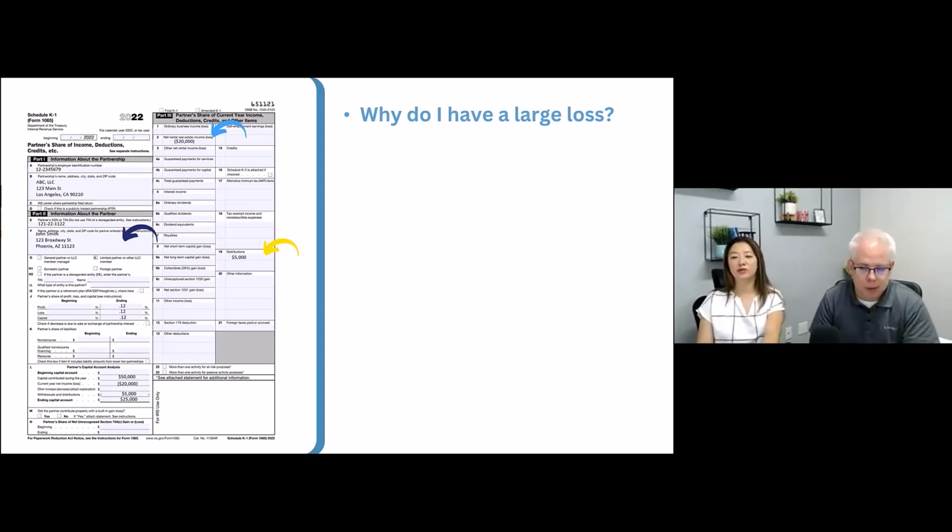But this number represents your share of the losses, right? So the entity, using different strategies, created a large loss, and depending on your ownership percentage, you're allocated part of that loss. This is the number that goes on your personal tax return.